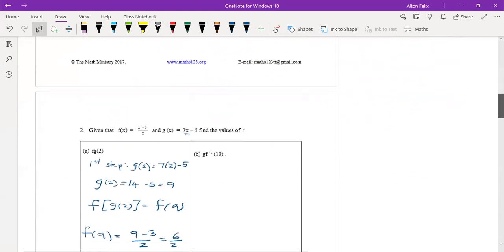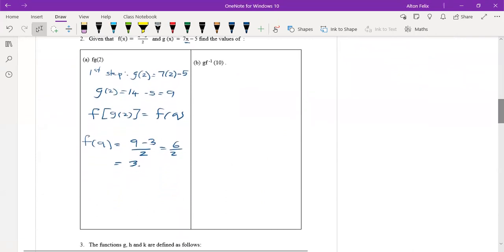So that one was a straightforward inverse function. This one is where you have to find gf inverse of 10. So let's find the inverse of this. Okay, so gf inverse 10. Now remember, we can write this as g of f inverse 10. So first of all, let's find what is the f inverse of 10.